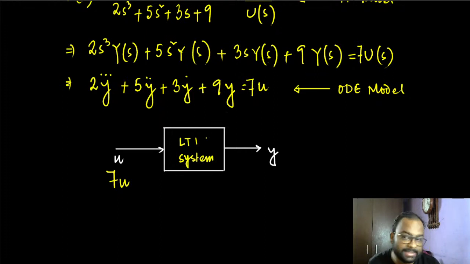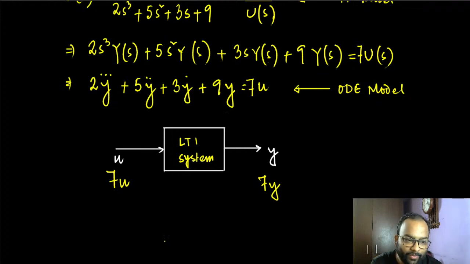So it's a linear system, first of all, right? If the input becomes 7 times, what is the result? The result is obviously that the output also becomes 7 times. So the output becomes 7y, right?